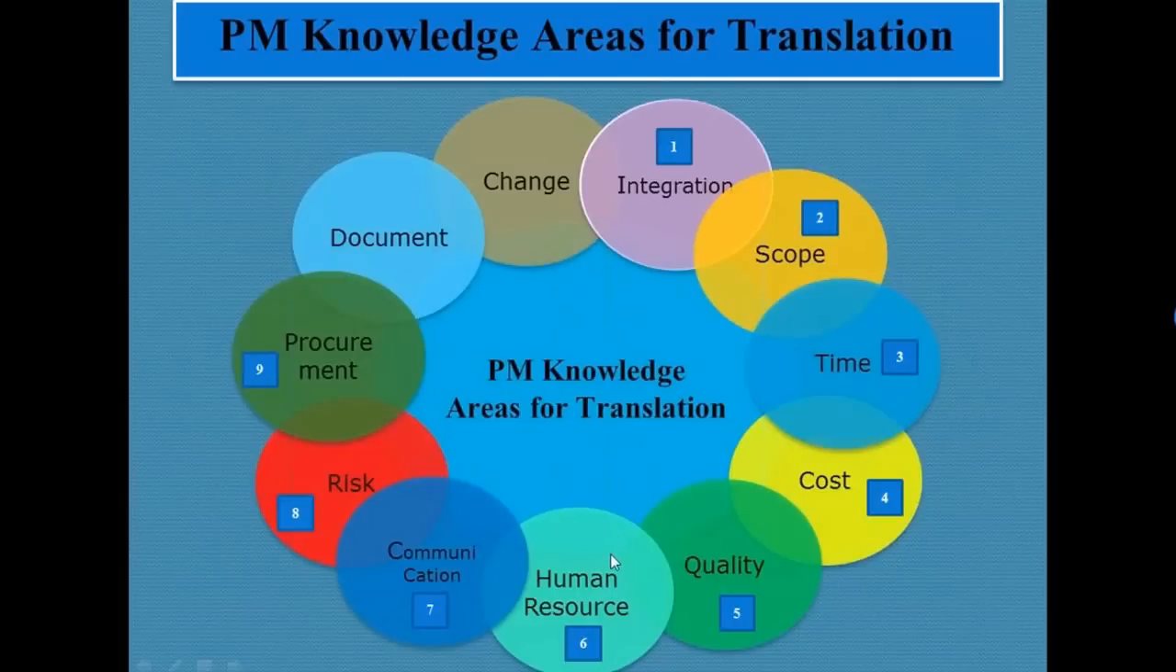Similarly, human resource may not be available when required. There is a communication gap. Certain risk has occurred. Additional risk has come into the picture. The procurement is not very smooth. There are many hiccups coming in. Similarly, documentation is not done properly. So these are all proportional to certain changes that can take place.